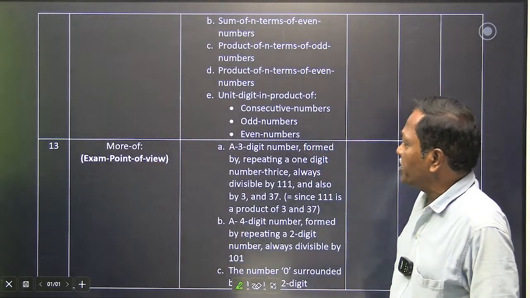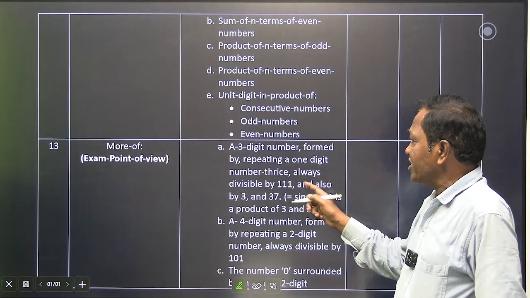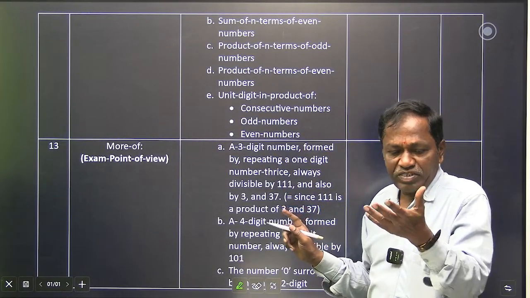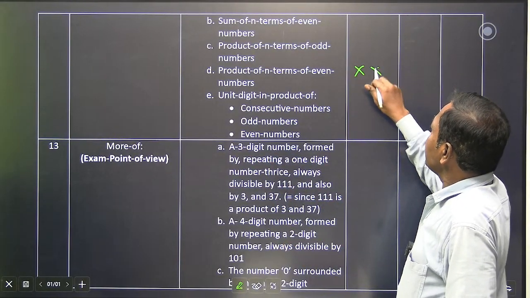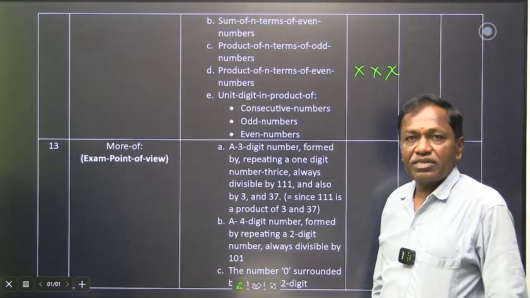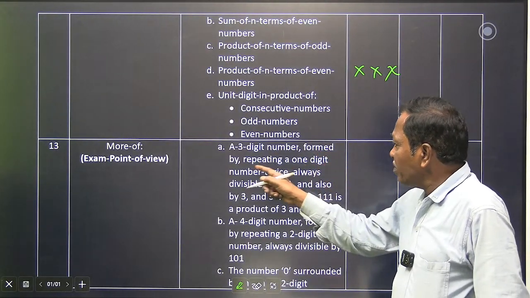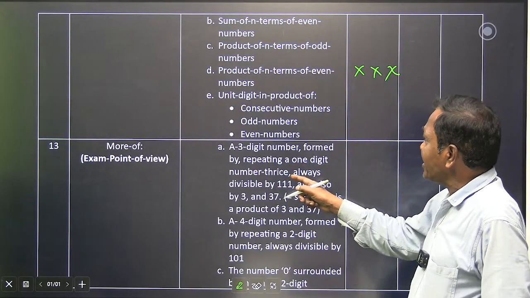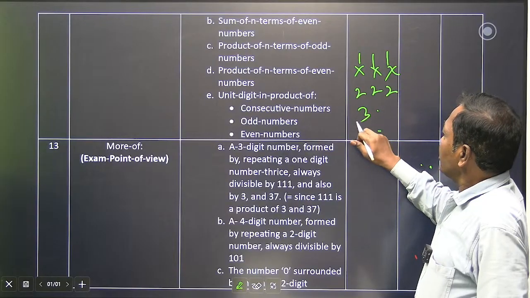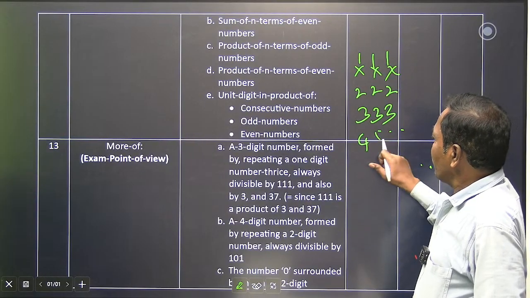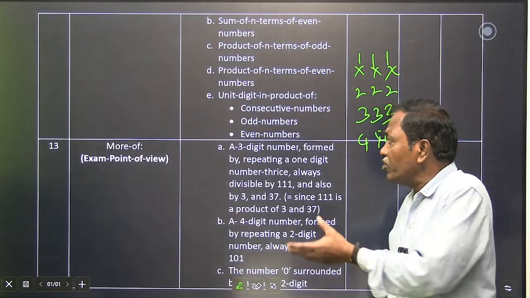These are all exam points. A 3-digit number formed by repeating a 1-digit number thrice. See the language, how the language is being used. A 3-digit number. You should write like that: a 3-digit number, put 3 X marks, formed by repeating a 1-digit number thrice. Maybe 1, 1, 1, 2, 2, 2, 3, 3, 3, 4, 4, 4, and so on. See the language, how to read that group of words.